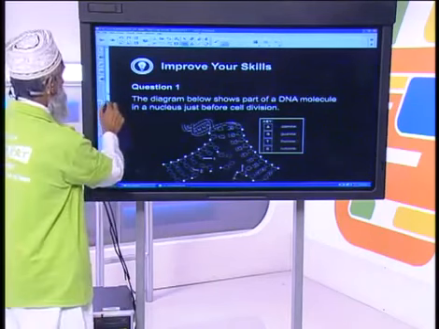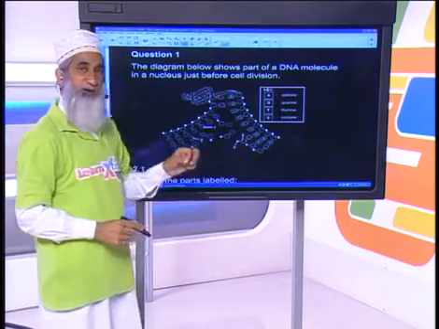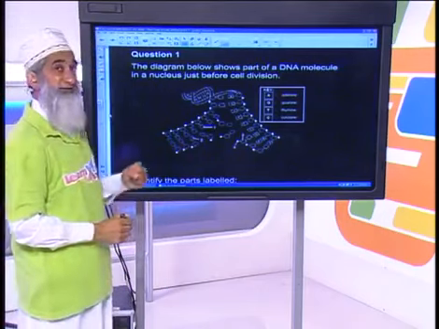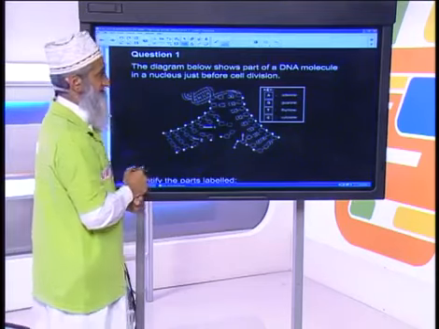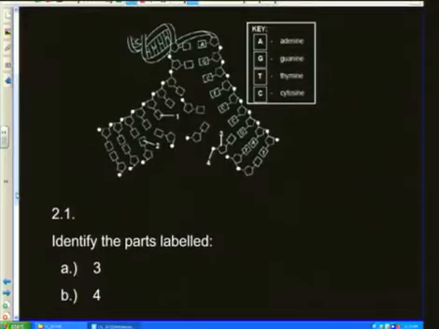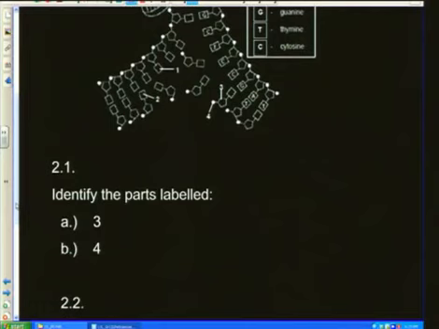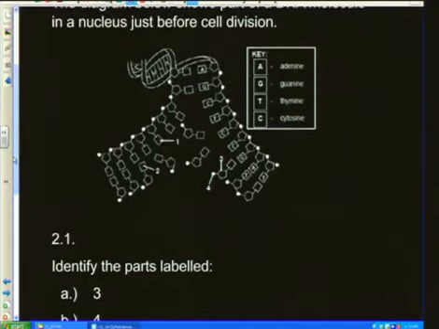Okay? The next question says, the diagram below shows part of a DNA molecule in a nucleus just before cell division. And they've given you a key there. But you can see what's happening here. Something's happening, this molecule is splitting. So identify the parts labeled 3 and 4. Notice the overlap now from what we just did. So in this question, although it's dealing with something else, it's still dealing with the structure as well. 3 and 4. Let's go to 3 and 4.